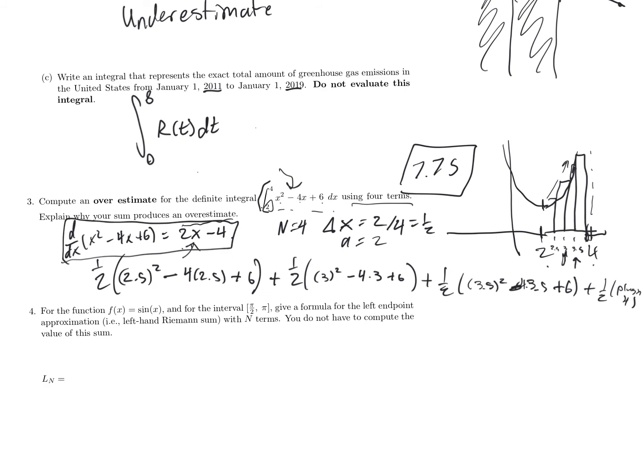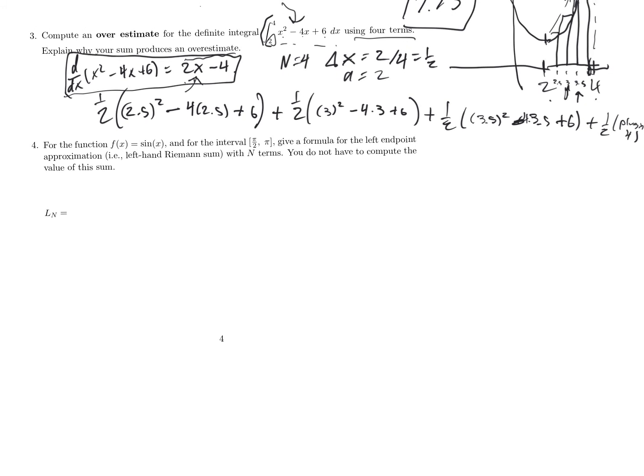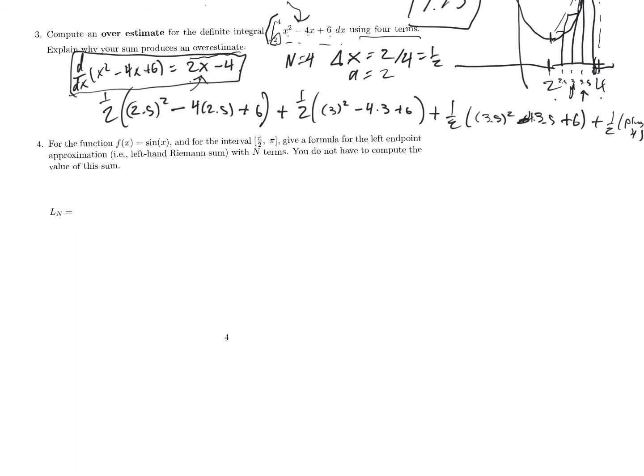So let's move on to question 4. We are asked to find the formula for the left-hand approximation of f of x equals sine of x, summing from pi over 2 to pi.